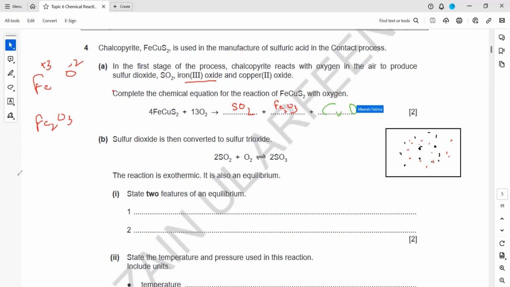Copper(II) oxide: copper is +2 and oxygen is -2. So copper(II) oxide will be CuO. Then we have to balance. So we need 4 Fe, so we have to balance Fe first. We put 2 to balance Fe. Then copper is 4, so we put 4 to balance copper, and sulfur: 4 multiplied by 2 makes 8 sulfur. So we put 8. So all of them are balanced.